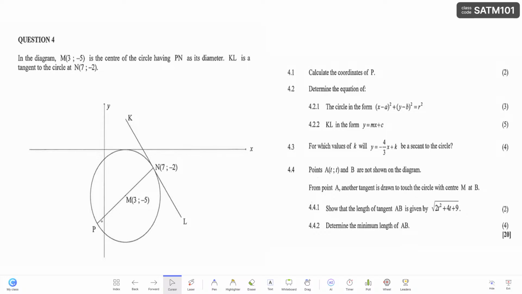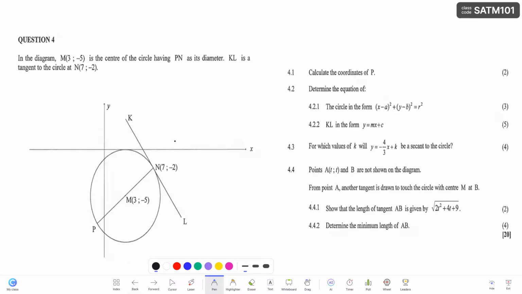Since we have a midpoint, we just need to locate the coordinate of P. And to do this, we are going to use this formula. X midpoint is equal to x1 plus x2 divided by 2. And y midpoint is equal to y1 plus y2 divided by 2.